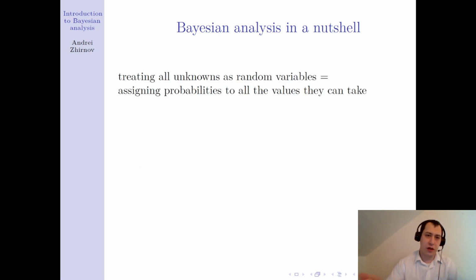Now to the second question. So what does it mean to treat the unknowns as random variables? To treat the unknowns as random variables means to assign probabilities to all the values that these unknowns can take.